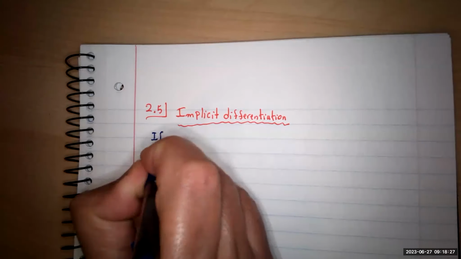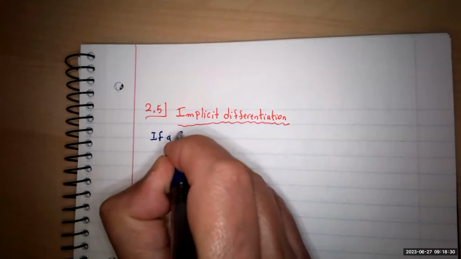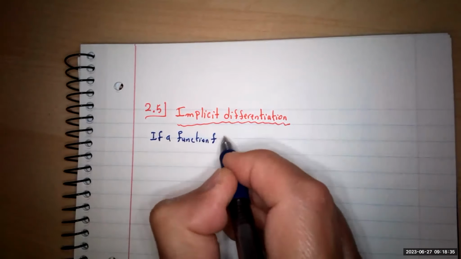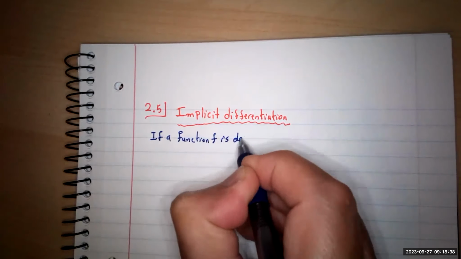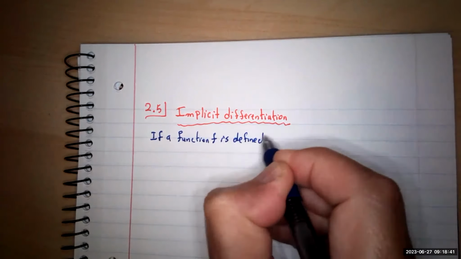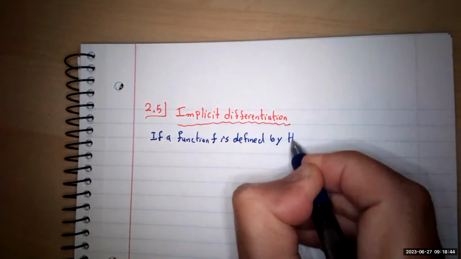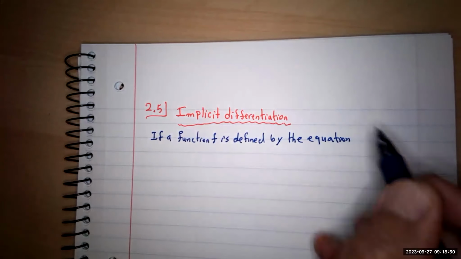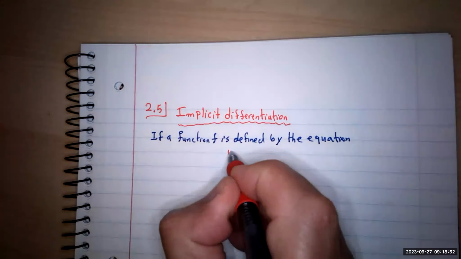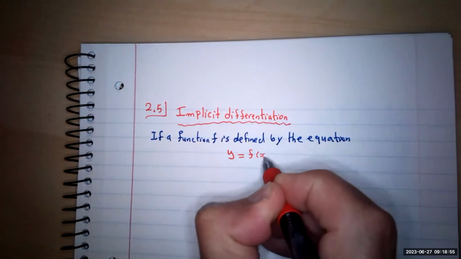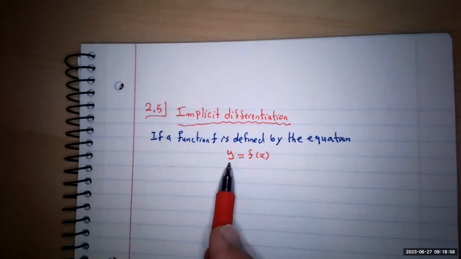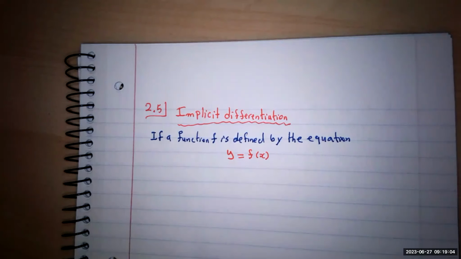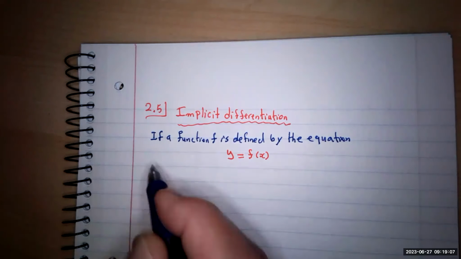If a function f is defined by the equation of this type, you see y equal to f of x, so you express the y in terms of the x. If this is going to be the case, we say this function is defined explicitly.